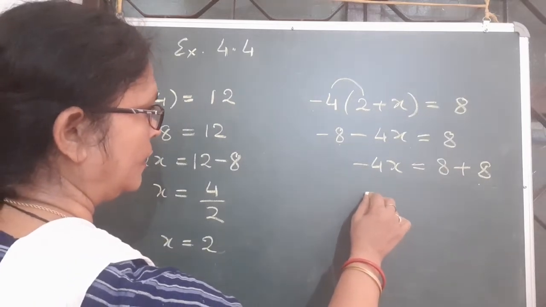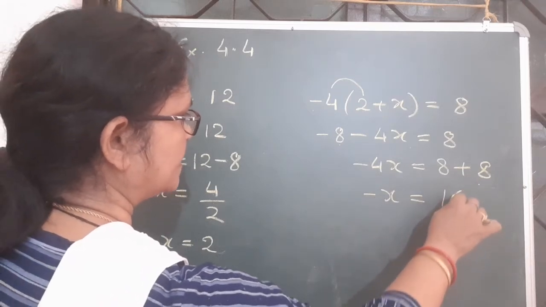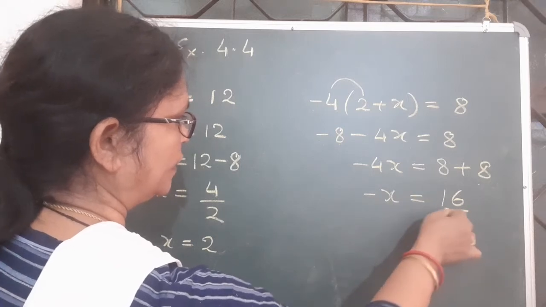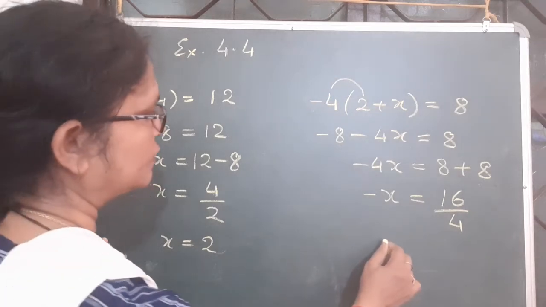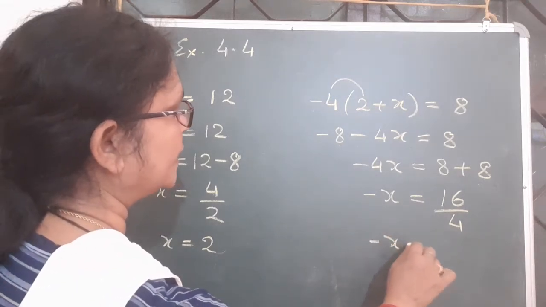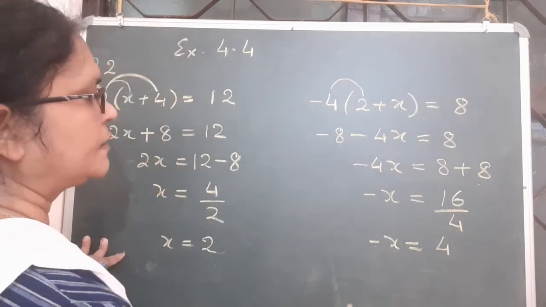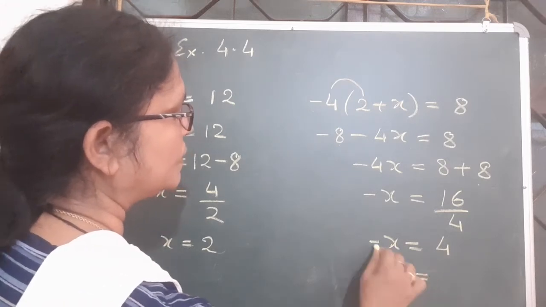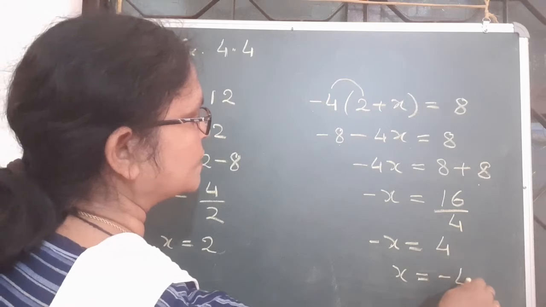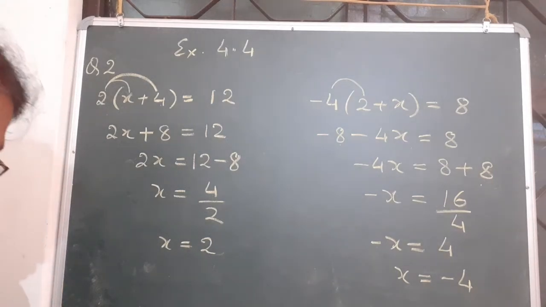Therefore we can write minus x is equal to 16 and denominator will be 4. 16 divided by 4. So you will get minus x is equal to 4, 4 4s are 16. But you have to find the value of x. So x is equal to, sign will get shifted, minus 4. So this will be your answer. On rest of the questions you have to do yourself.